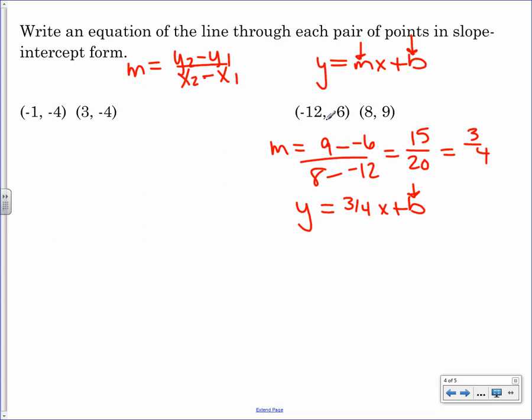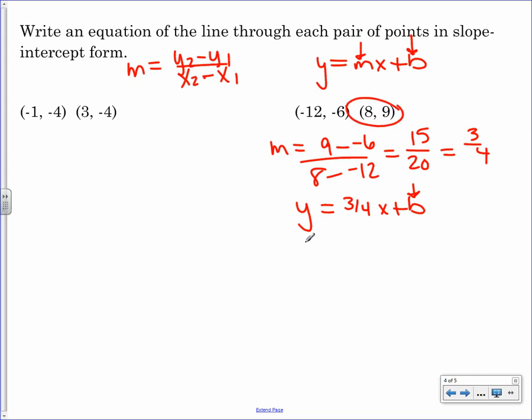So you pick whichever one of these looks easier to you. Most people prefer positives, so I would probably pick this ordered pair. It doesn't matter though; either way, you'll get the same answer. You substitute them for x and y, and that's how you find b. Does that make sense to everybody? So pick whichever one you want. I think I ended up doing 8 and 9, okay?